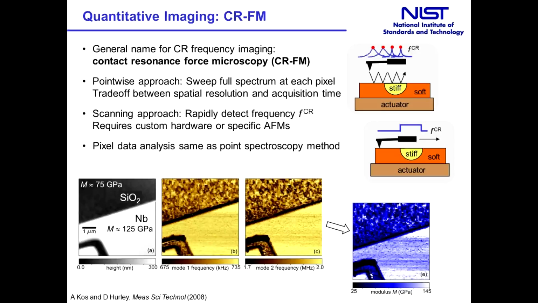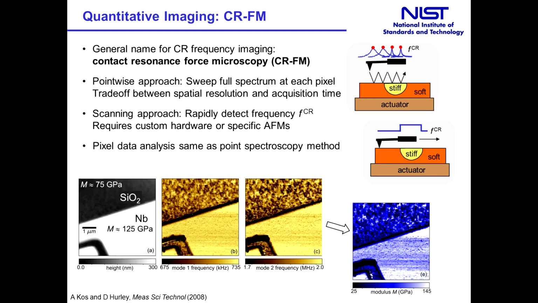To obtain quantitative modulus images with contact resonance, we need to acquire the contact resonance frequency at each point in the image. I'd like to introduce this term, contact resonance force microscopy, or CR-FM, as a general name for this contact resonance frequency mapping mode. On the right, in the diagrams, I've shown a couple of different ways that we could do CR-FM. On the top is maybe the most obvious, where we just do point mapping.